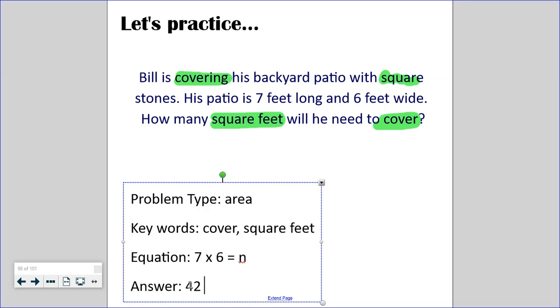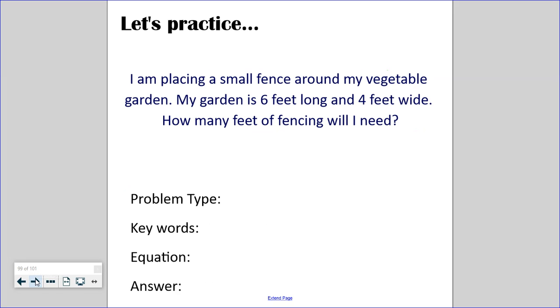And then what units will I use? Let's look back at the question. How many square feet will he need to cover? Well, he's going to need 42 square feet. Okay, I think there might be one more practice. Yes, one more. Okay, here we go.